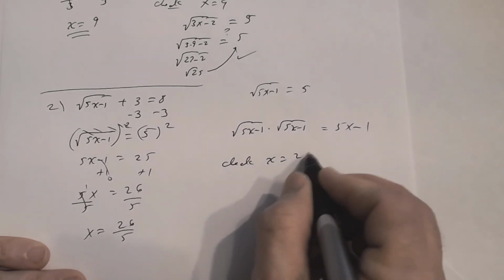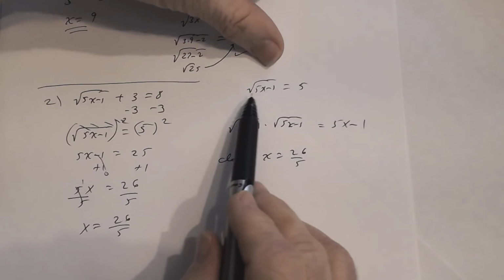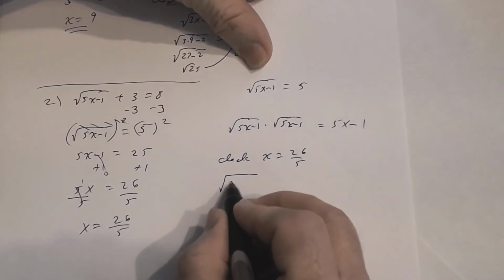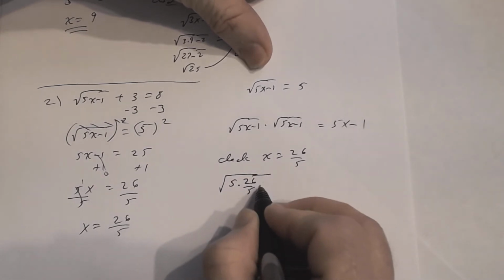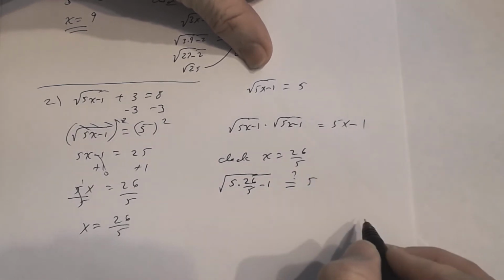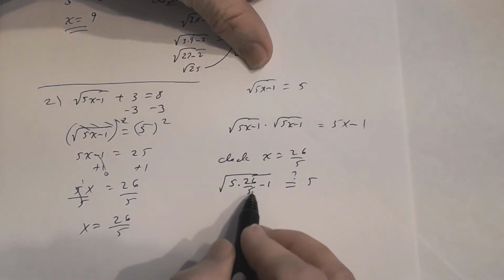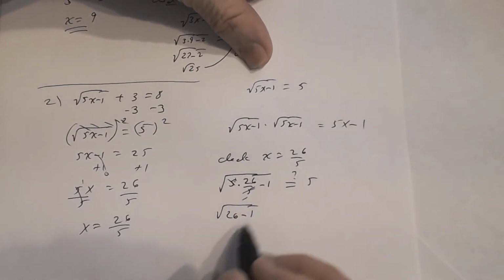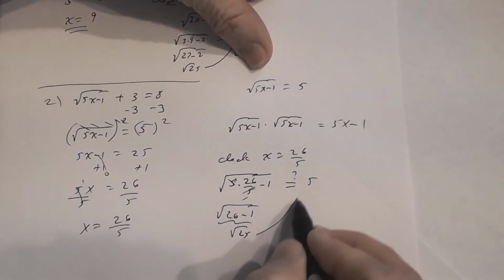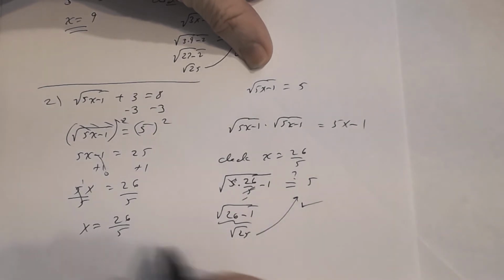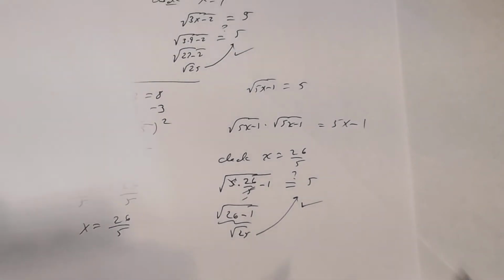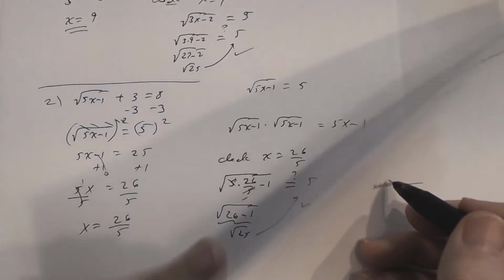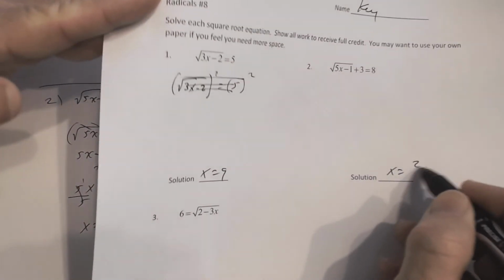So let's check x equal to 26 divided by 5. Wherever I see the variable x, I'm going to substitute 26 fifths. So I get the square root of 5 times 26 fifths minus 1, and I want to see if that's going to equal 5. Well, remember, these 5s divide out, right? And so you get the square root of 26 minus 1, and that's the square root of 25, and yes, the square root of 25 does equal 5. So that's a solution. So number 1, your solution was x equal 9. And number 2, it was x equal 26 fifths.